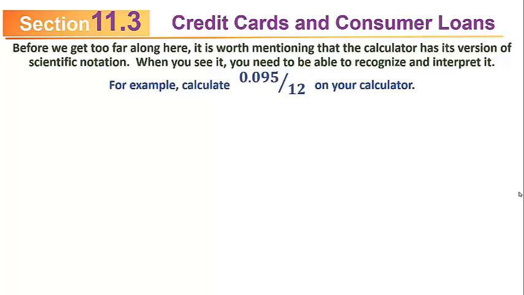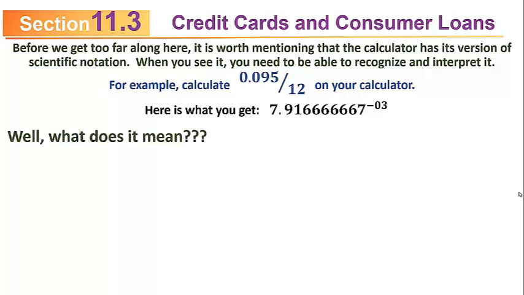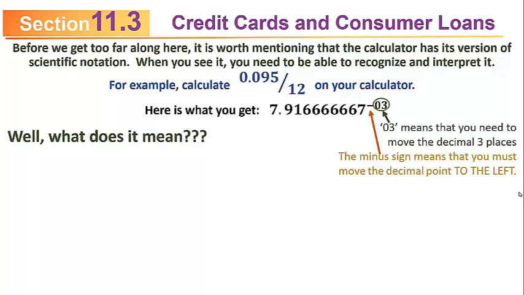If you were to take your calculator out now, and I would recommend you do so, and take 0.095 and divide it by 12 in your calculator, what you will see in the display is this number 7.916666667, and then you've got an exponent negative 03. That is the calculator's version of scientific notation, and unless you know what it means, I'm not sure you'll know what to do with that number. So I'll tell you what it means. The 03 means that you need to move the decimal place 3 places, and if there's a negative in front of it, that means that the movement needs to be to the left.